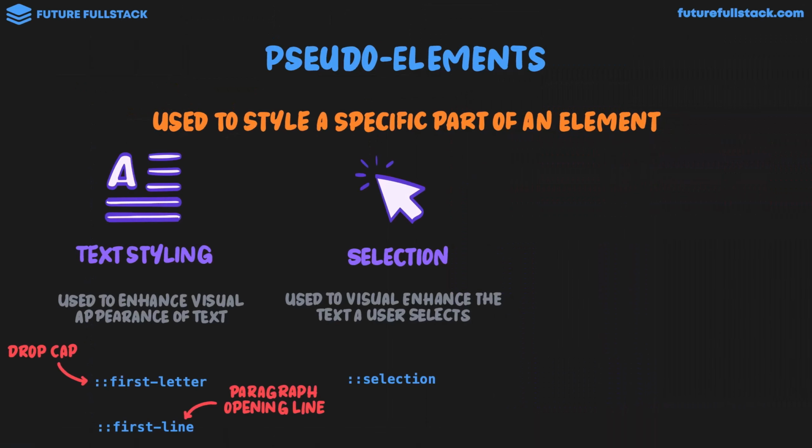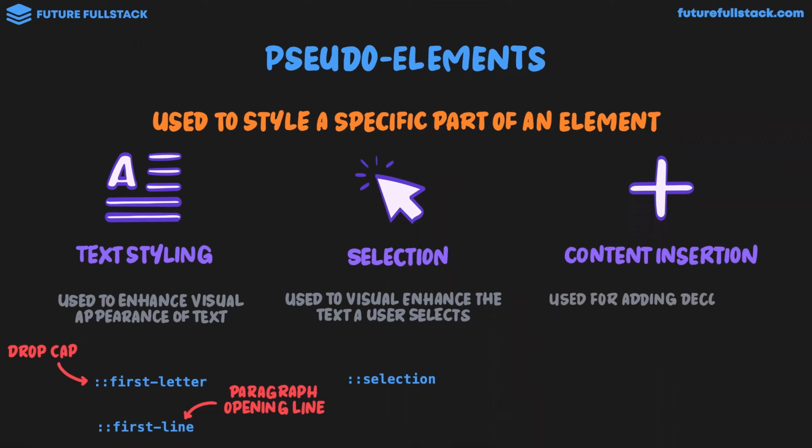The last pseudo element type is content insertion. This is used for adding decorative elements without altering the HTML structure. There are 2 content insertion pseudo elements. The first is before, and the second is after. As you could guess, using before adds the decorative elements before the HTML element you're targeting, and after adds the insertion after the element you're targeting. Let's have a look at this inside VS Code.